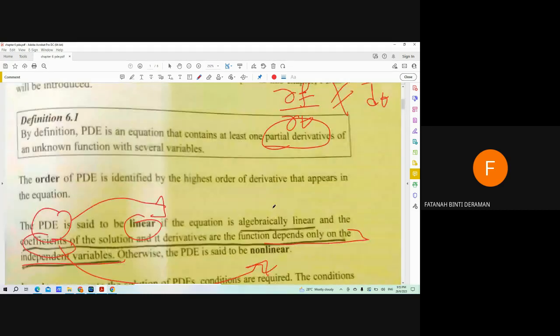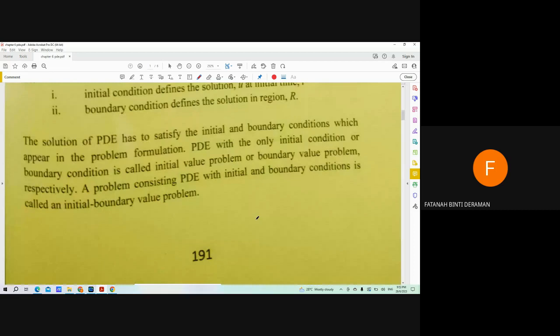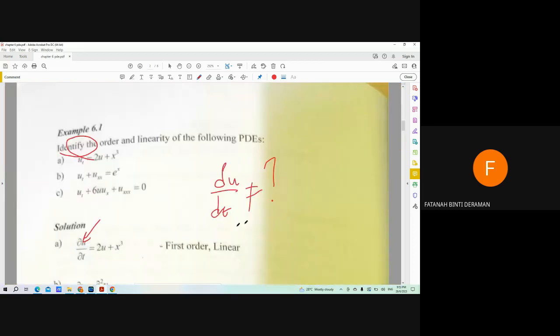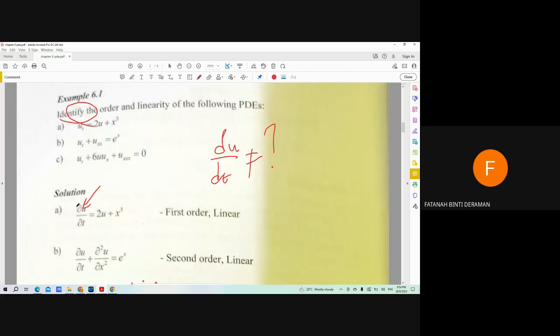So in PDE we have linear and non-linear. My question for this example is, why in this solution are they putting the dt like this, not d straight? Why do we not use d straight?